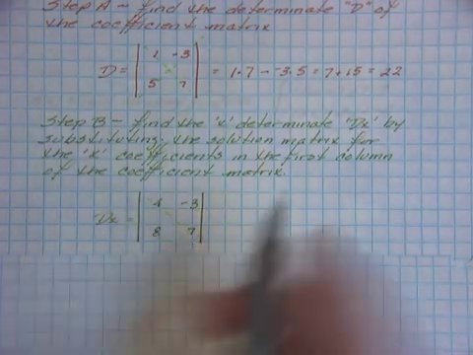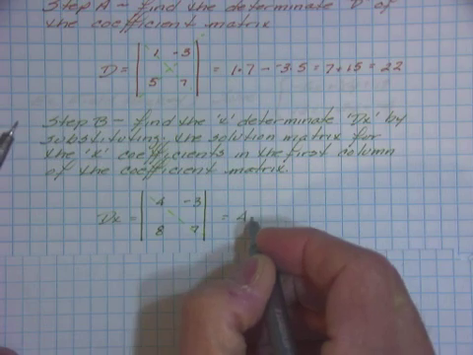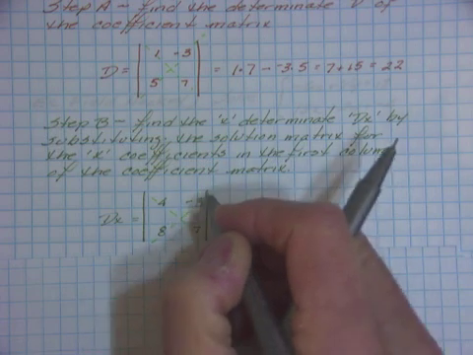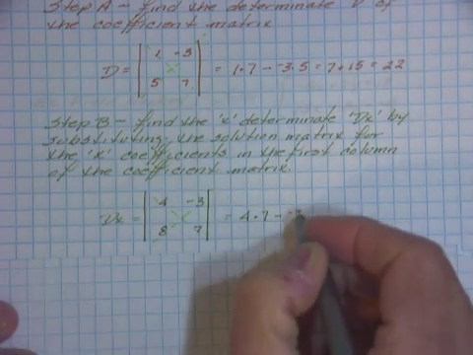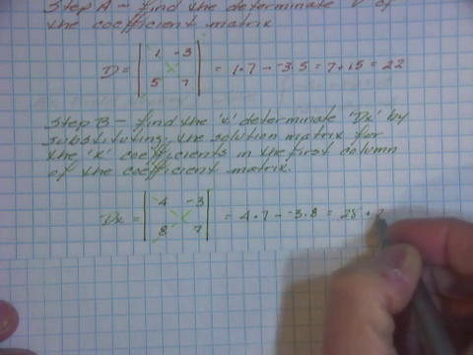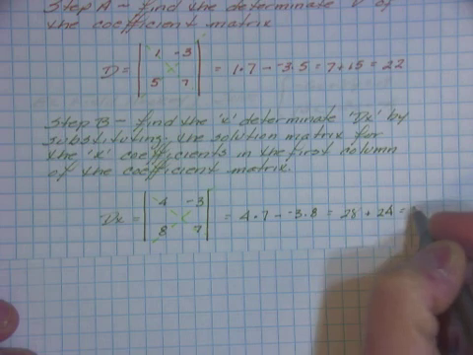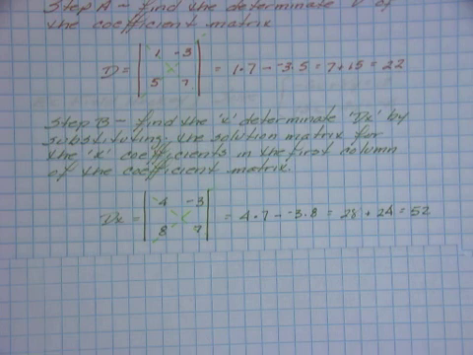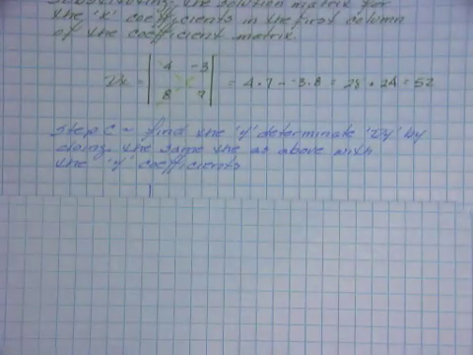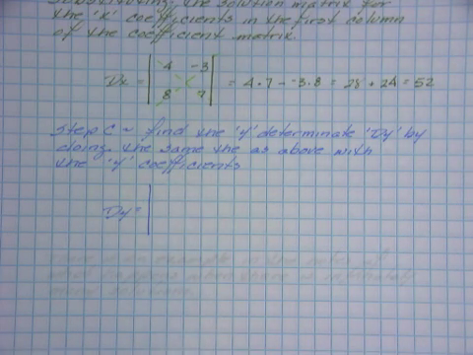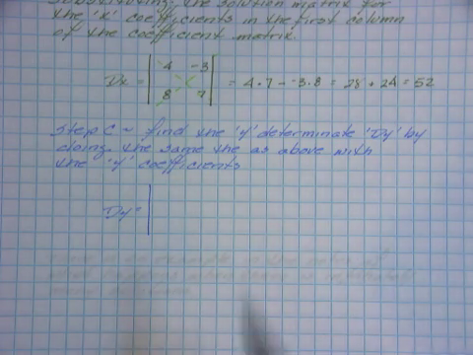And then we go 4 times 7 and subtract -3 times 8. So that's 28 plus 24 equals 52. Now we're going to do the same thing with the Y determinant. So step C, find the Y determinant by doing the same thing as above with the Y coefficients.